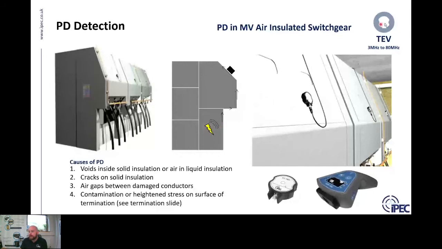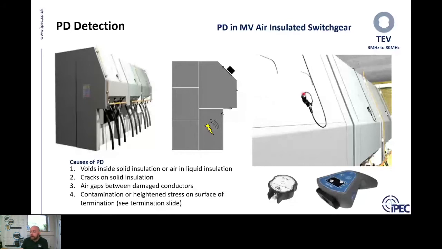A TEV sensor is attached to the outside of air insulated switchgear, and basically it's a capacitive sensor. So when this high frequency signal travels across the surface of the sensor, we can detect PD. PD is induced on the sensor. TEV sensors typically are from 3 megahertz to 80 megahertz, though they can vary. In fact, our handheld instruments operate at much higher frequency in the TEV range. But typically we're looking at 3 to 80 megahertz, especially for a sensor that might be attached to a monitoring system, because we've got to consider the effect of the high frequency signal on the cable run as well.